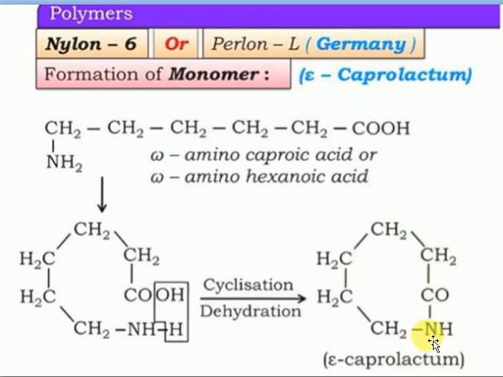The C=O and NH group form the amide linkage, and we can see very clearly 1, 2, 3, 4, 5, 6 carbon atoms. In the ring itself the NH group is there. This is called caprolactam only.